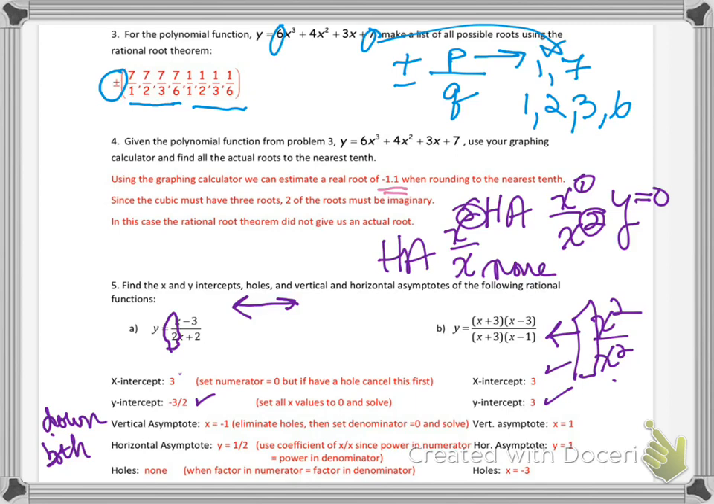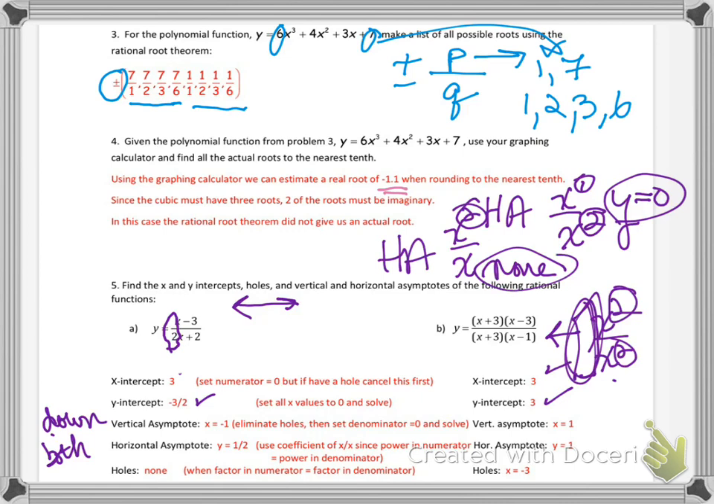Okay, so that's the story with horizontal asymptotes. You've got three possibilities. Either the powers are balanced and you're going to take off the coefficient of those powers. It is bottom heavy, and if that's the case, it's always y = 0. If it's top heavy, there is none.